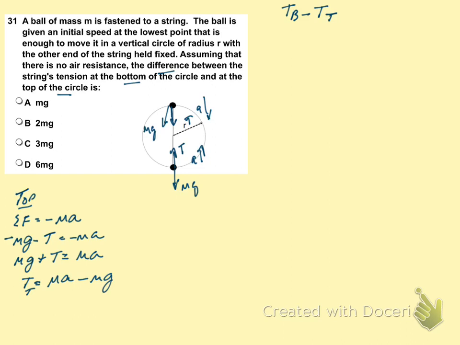Let's go for tension at the bottom. So at the bottom, summation of forces, this time it's a positive acceleration. Tension up minus mg equals ma. Tension equals ma plus mg.